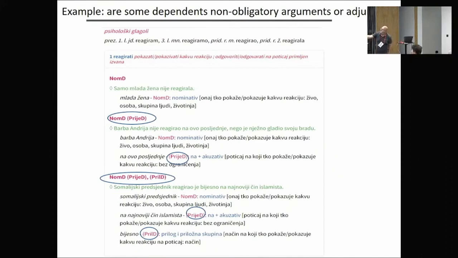This here is the nominative, and this is... I cannot think now. This is predložna, a prepositional phrase. This is in parentheses because it's probably a non-obligatory argument of this verb. And in this third, we have two non-obligatory parts or elements. This is a prepositional and adverbial phrase.